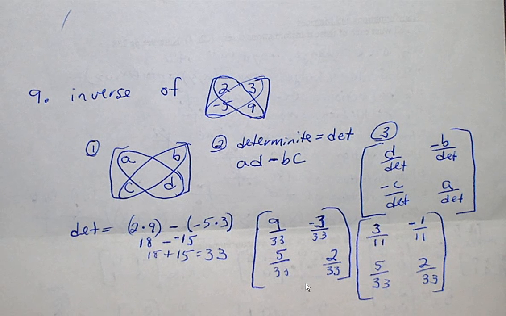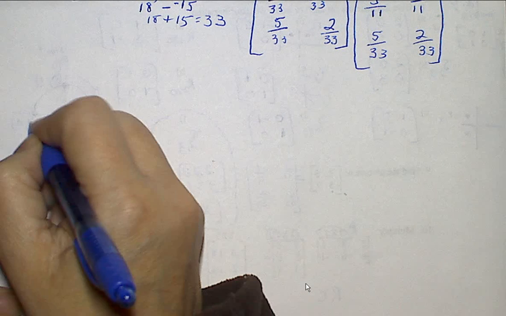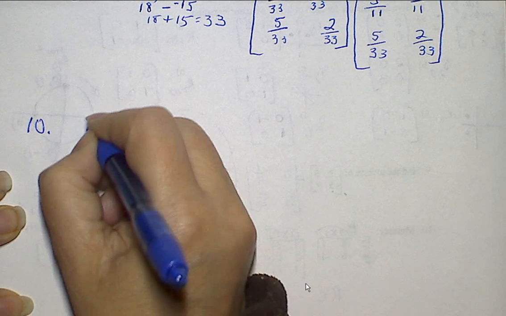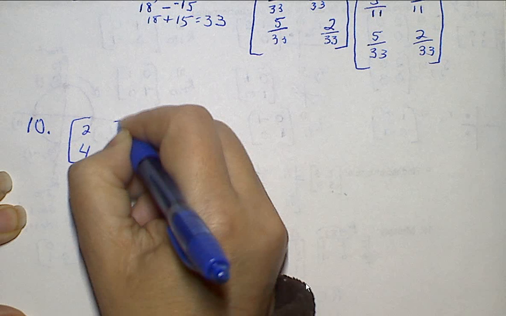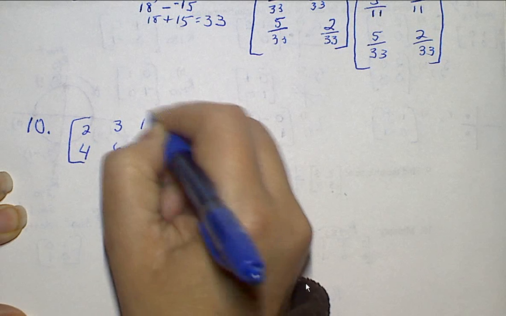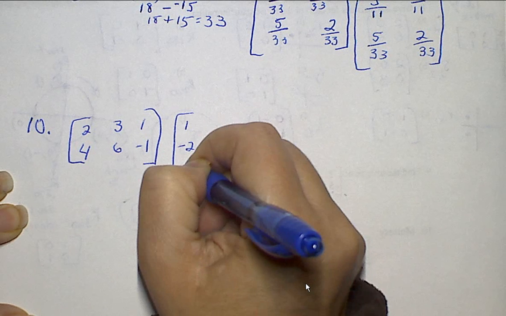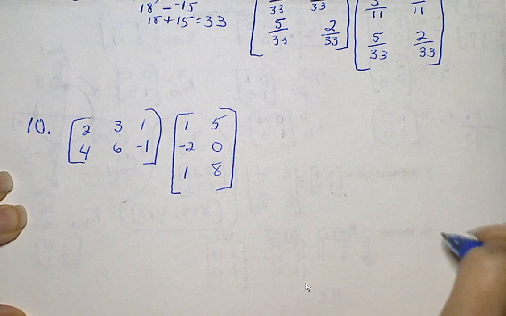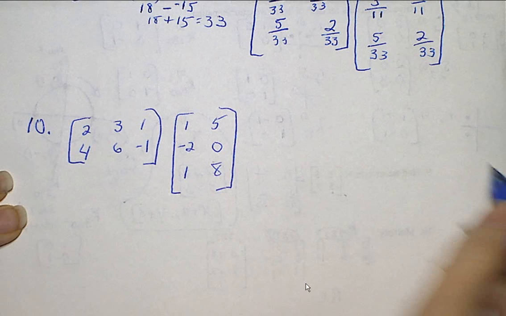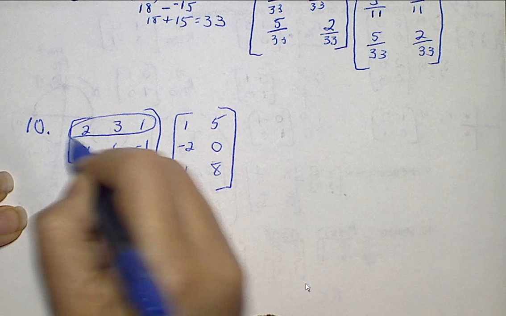Number 10, the last one of this page, without a graphing calculator. Number 10 said to multiply, and I'm going to read them downward: 2, 4, 3, 6, 1, negative 1. And we have here 1, negative 2, 1, 5, 0, 8. So remember, what drink are we drinking? RC Cola. So rows by columns.